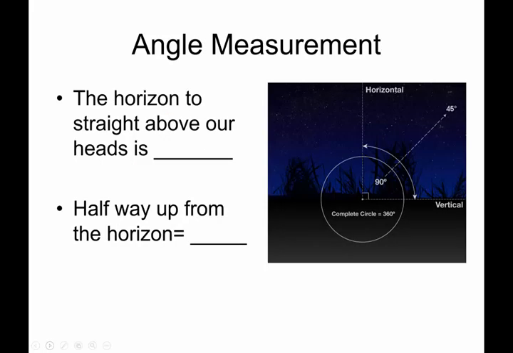So, things you should know. If something is directly above your head, it's 90 degrees up. If something is halfway between the ground level and straight above your head, well, what's halfway between 0 and 90? 45. So halfway up from the horizon is going to be about 45 degrees.